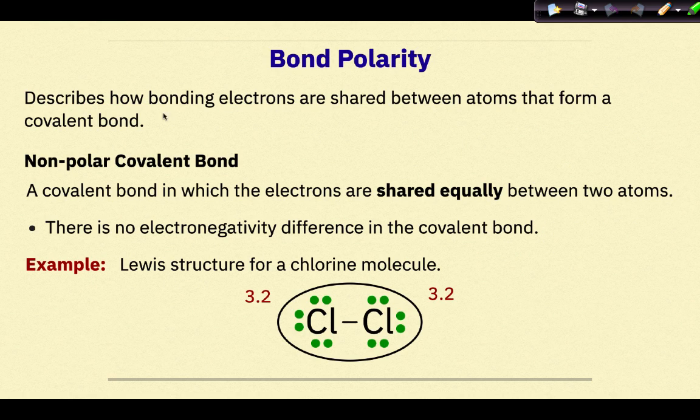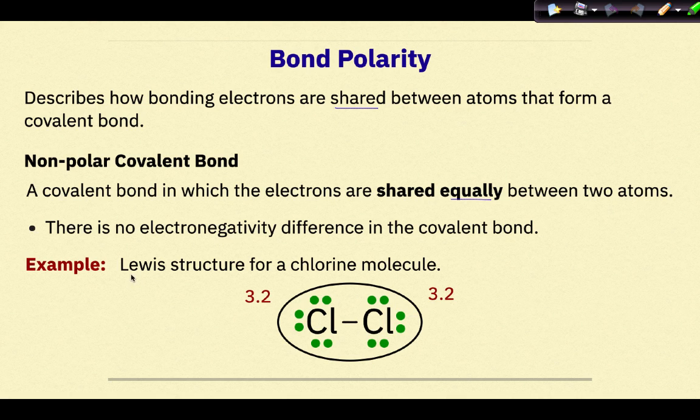Bond polarity. Bond polarity describes how bonding electrons are shared between atoms that form a covalent bond. Nonpolar covalent bonds. A covalent bond in which the electrons are shared equally by two atoms. There is no electronegativity difference in the covalent bond.